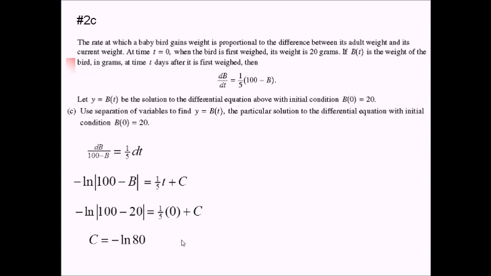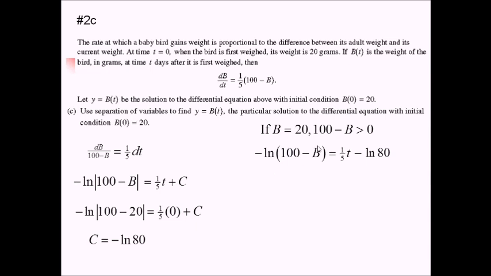All right, now it's time to plug c back in. But before I do that, let me take care of this absolute value. So in order to figure out whether I can just drop the absolute value or whether I have to negate the stuff inside, I take a look at my initial condition, and I see that I have an initial b value of 20. So that means that 100 minus 20, the stuff inside absolute value, is going to come out positive, which means I can just replace the absolute value with a normal parentheses and call it a day. So this will be negative ln of parentheses 100 minus b. And then on the right side, we still have 1/5 t, and now we have minus our c value of ln of 80.